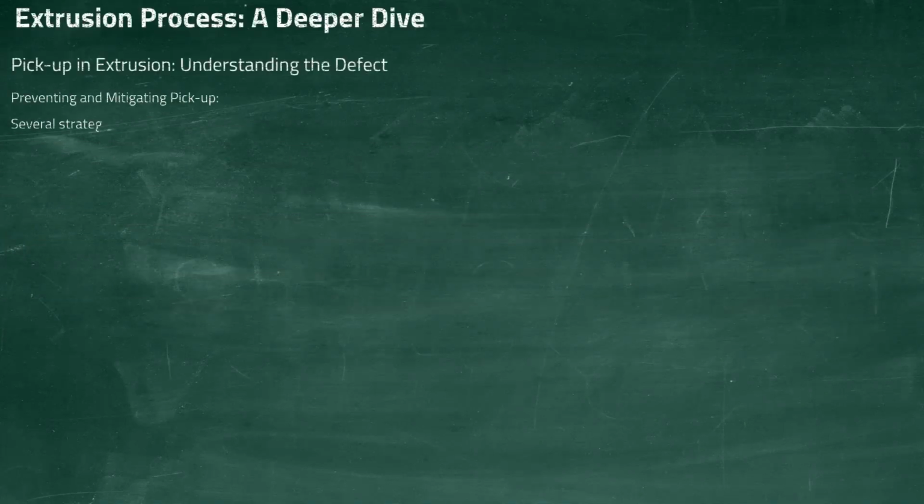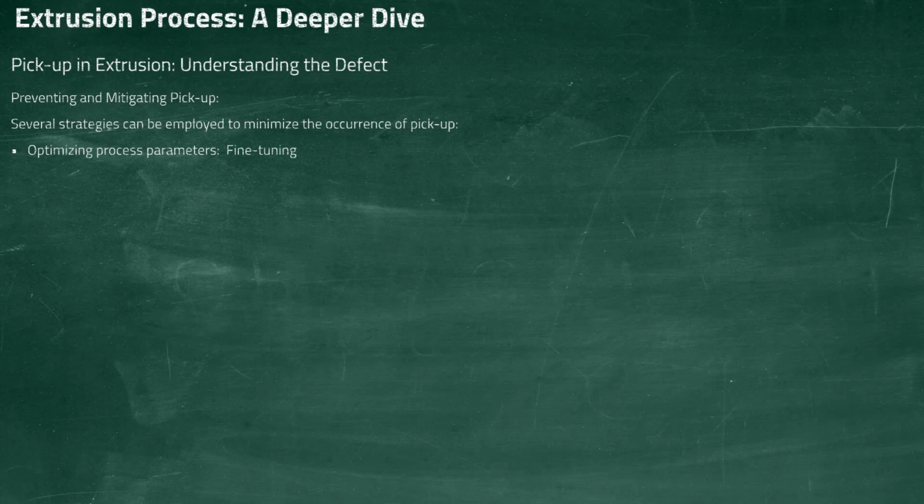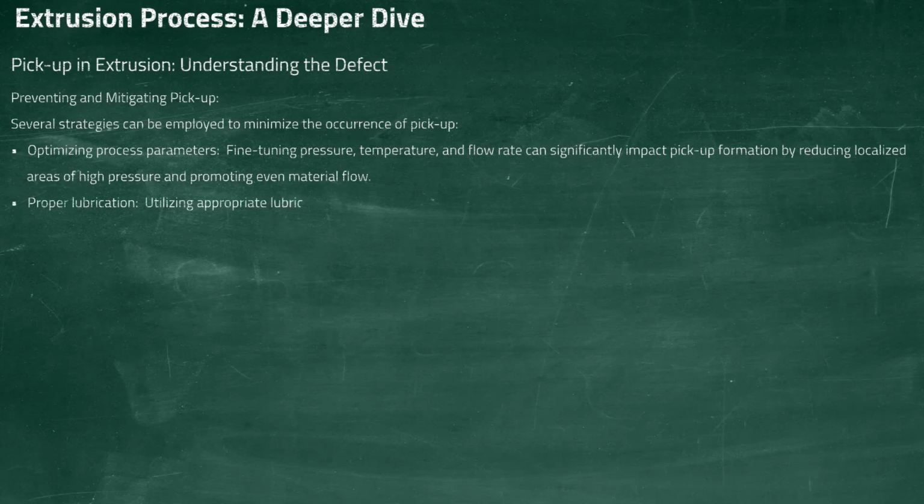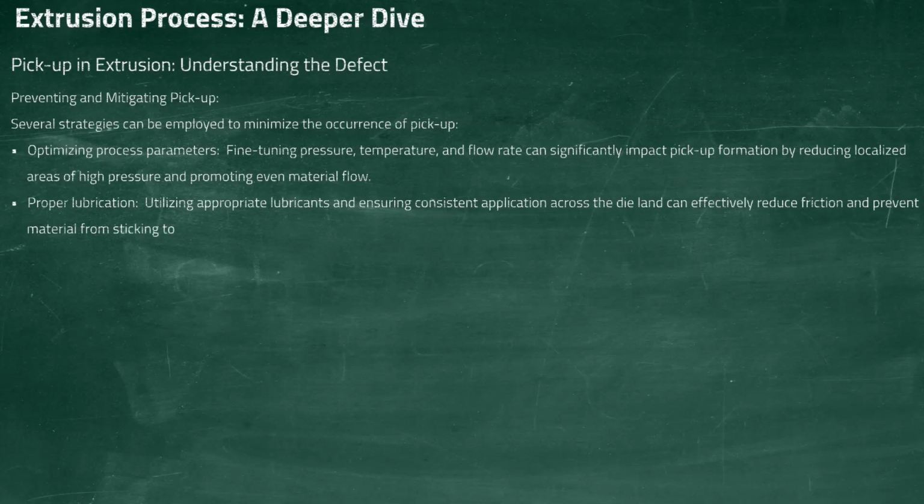Preventing and mitigating pickup. Several strategies can be employed to minimize the occurrence of pickup. Optimizing process parameters. Fine-tuning pressure, temperature, and flow rate can significantly impact pickup formation by reducing localized areas of high pressure and promoting even material flow. Proper lubrication. Utilizing appropriate lubricants and ensuring consistent application across the die land can effectively reduce friction and prevent material from sticking to the die surface.